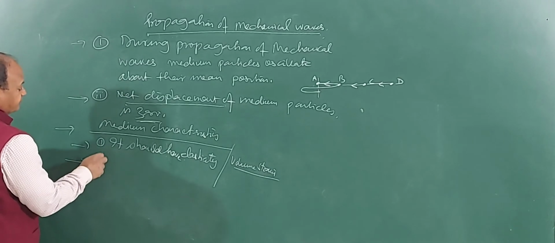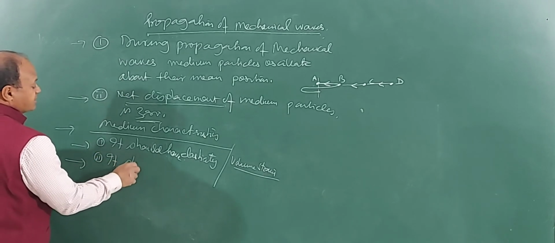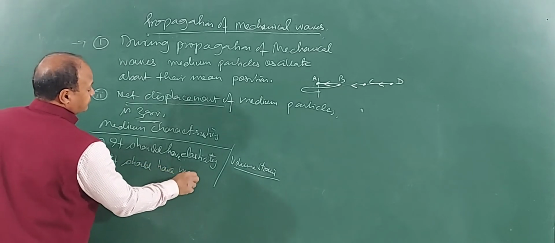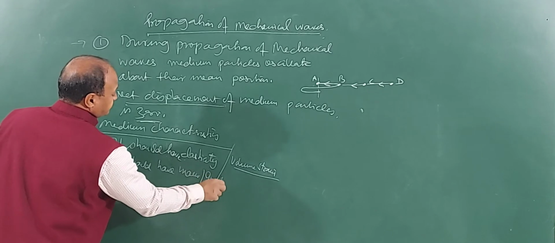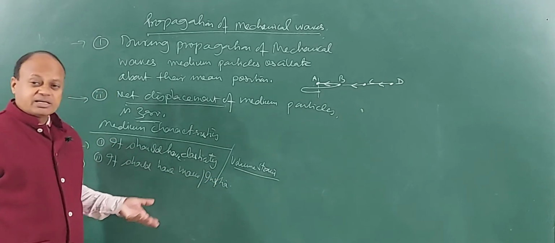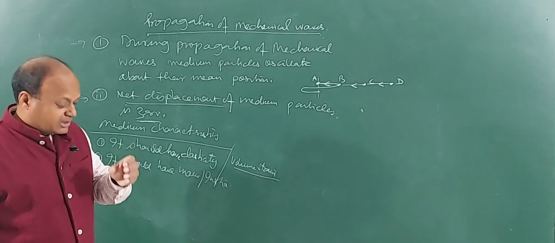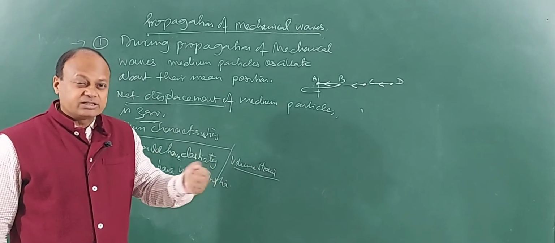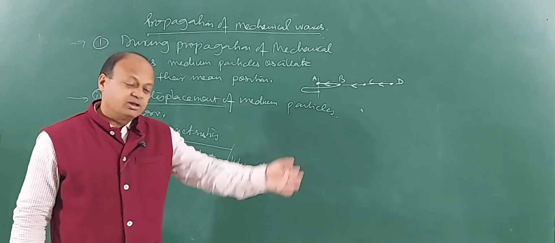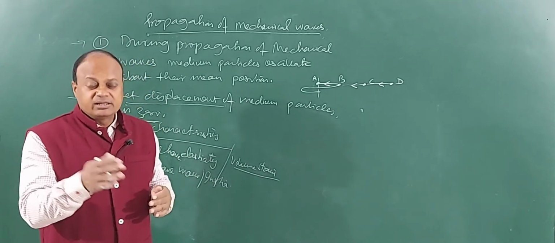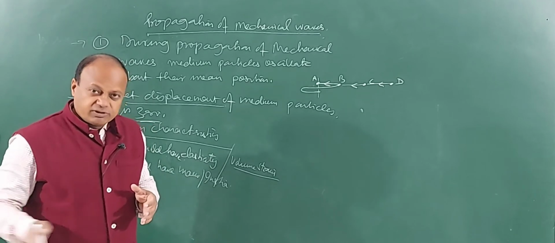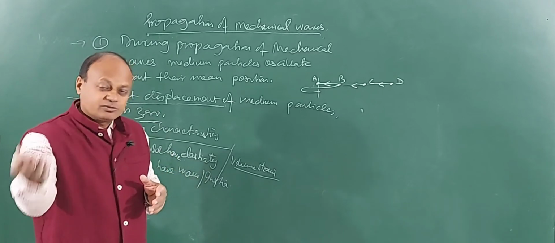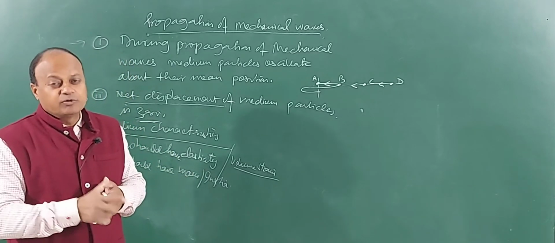Second condition. You should have mass, or inertia. Because if it does not have mass, it will not be able to store energy, and if it is not able to store energy, it will not go to the next particle. Like passing the buck, like a relay race, you run with the baton and then pass the baton to the next runner, and then he runs and passes to the next. This is what the wave motion is all about.